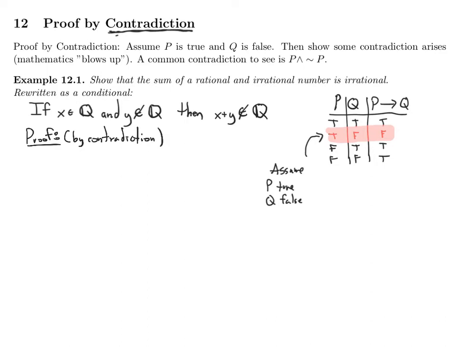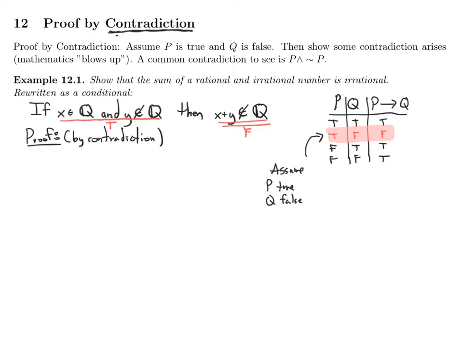So what we're going to do is we're going to assume two things. We're going to assume the if part is true, so we're going to assume x is rational, y is irrational, and we're going to assume the then part is false. So the if part true, the then part false. So we're going to assume that x plus y can indeed be written as a fraction, as a rational number. Okay, so let's go ahead and do that.